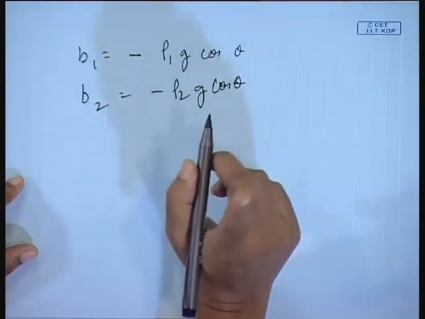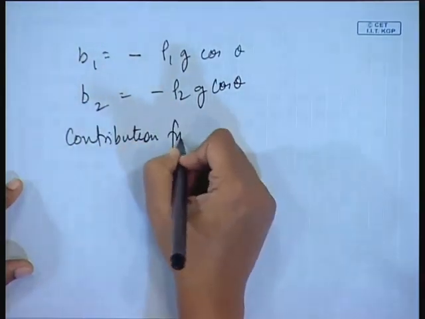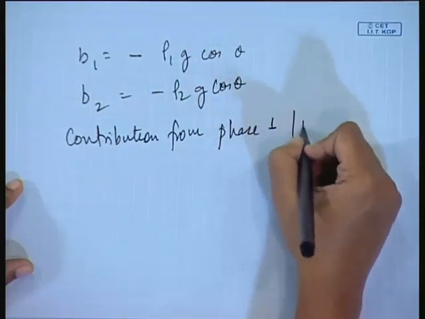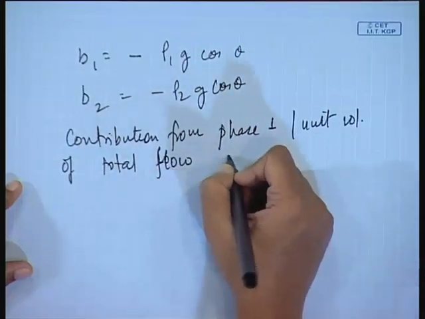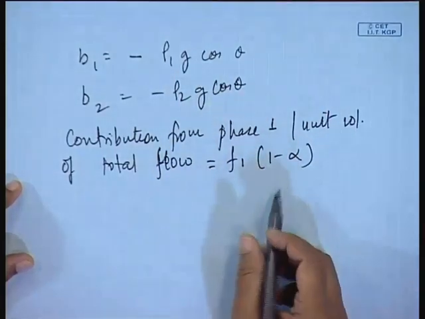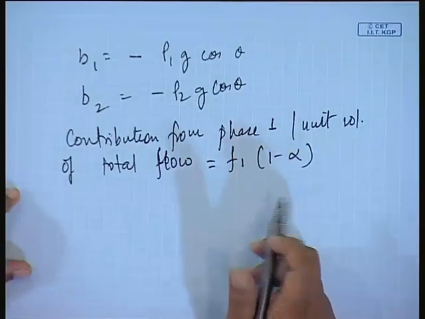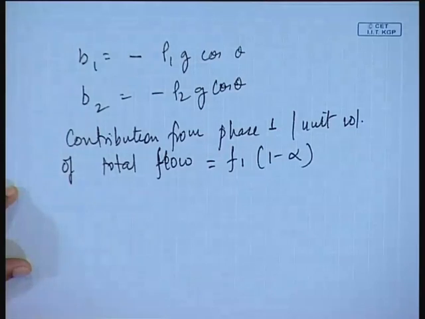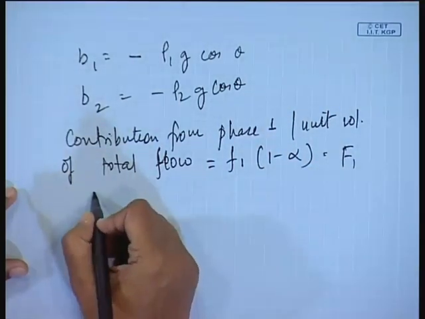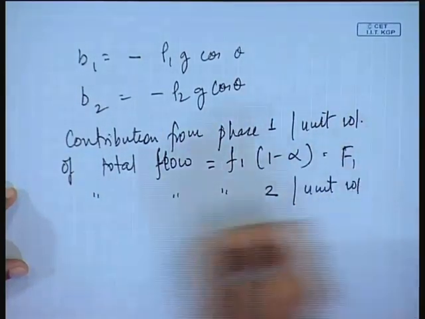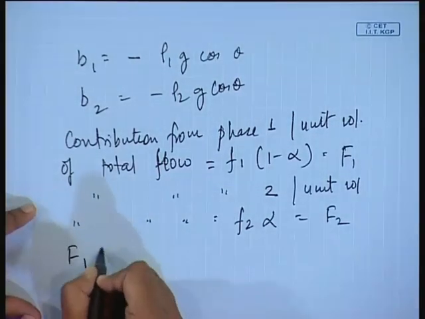But if we consider per unit volume of the flow element, then the contribution from phase 1 per unit volume of total flow will naturally become F1 into 1 minus alpha. Do you get my point? Because in that per unit volume, there is alpha volume of phase 2 and 1 minus alpha volume of phase 1. So the net contribution of phase 1 on unit volume of the total flow has to be F1 into 1 minus alpha. This we simply denote as capital F1. Similarly, the contribution from phase 2 per unit volume of total flow will be F2 into alpha, which we denote as capital F2. Agreed?